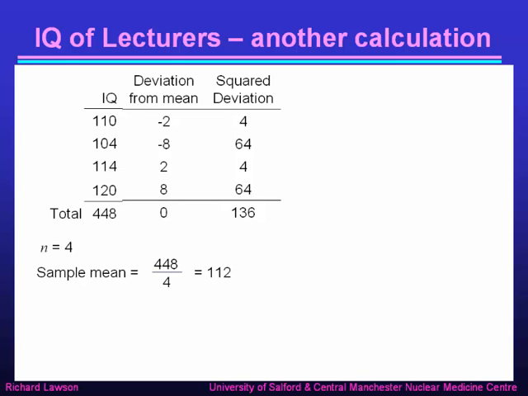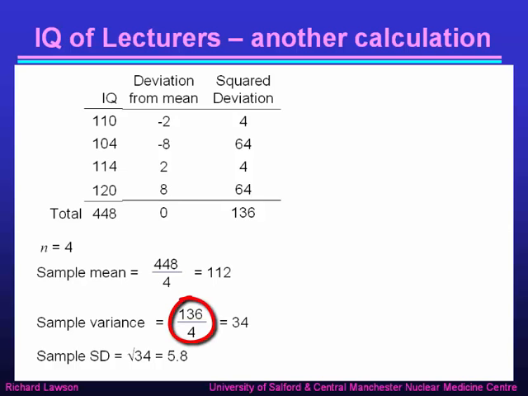To calculate the standard deviation, we have to square those deviations. Minus 2 squared is 4, minus 8 squared is 64, 2 squared is 4, and 8 squared is 64. So if we add up all those squared deviations, we get a total of 136. Now, the variance is defined as the mean squared deviation. So it's 136 divided by n, which is 4. 136 over 4 is 34. That's the sample variance. The sample standard deviation is going to be the square root of the sample variance. The square root of 34 is 5.8. So that's our sample standard deviation.